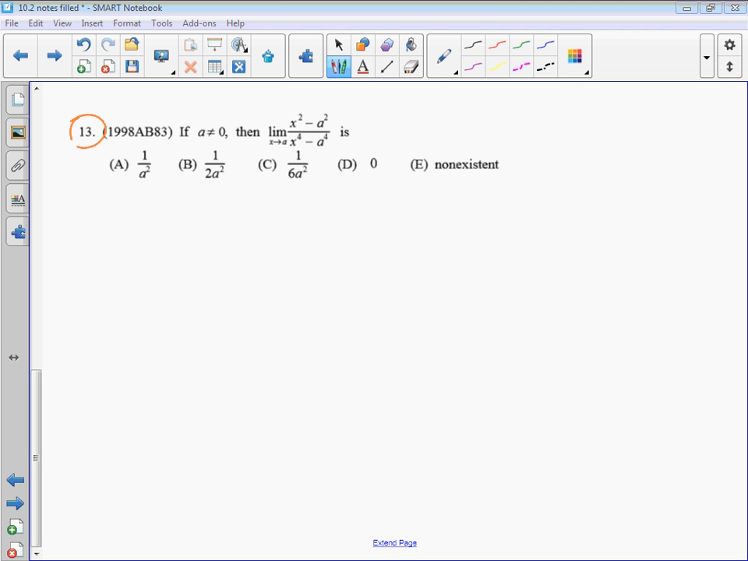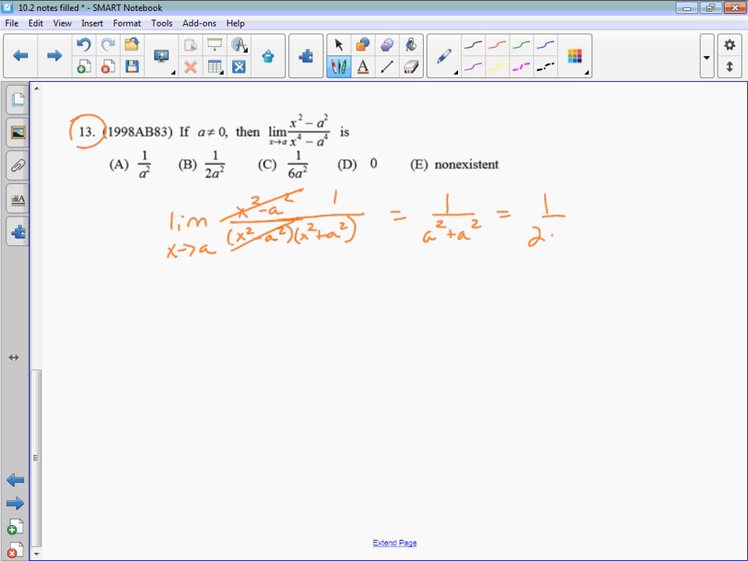All right, let's look at it, guys. So the limit as x approaches a, I'm going to go ahead and factor just my denominator to start with. Right, difference of squares there, factoring your denominator. And then you can cancel out your numerator with half of your denominator. So you have 1 over that. Then it's just direct substitution, so you have 1 over a squared plus a squared, which is 1 over 2a squared. So B was your answer.